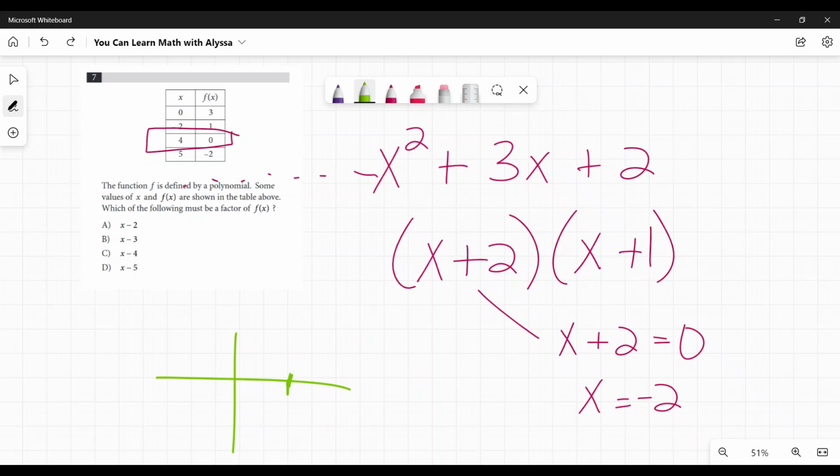So what must a factor of it be? Now, just to look at this, if you're looking at the answers, I bet you can guess without doing any further math. Since we want it to be 4, what's the only one that has 4 in it? C. And yes, that is our answer.